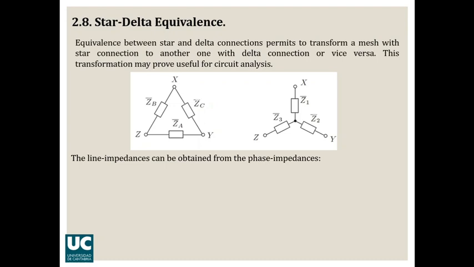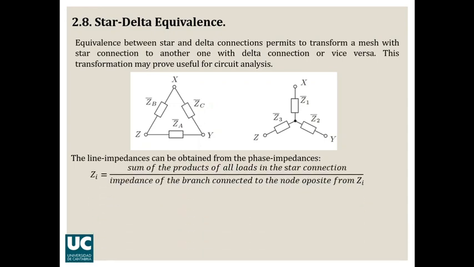That is the purpose of the star-delta equivalence. So there, the line impedances can be obtained from the phase impedances as follows. You need to do the sum of all the combinations of the products in the numerator, divided by the impedance of the branch connected to the node which is opposite.